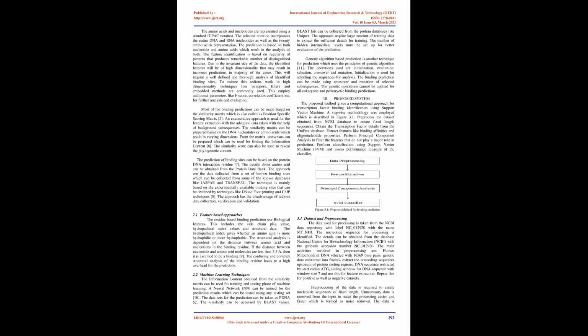Genetic algorithm-based prediction is another technique for prediction, which uses the principles of genetic algorithm [11]. The operations used are initialization, evaluation, selection, crossover, and mutation. Initialization is used for selecting the sequences for analysis. The binding prediction can be made using crossover and mutation of selected subsequences. The genetic operations cannot be applied for all eukaryotic and prokaryotic binding predictions.